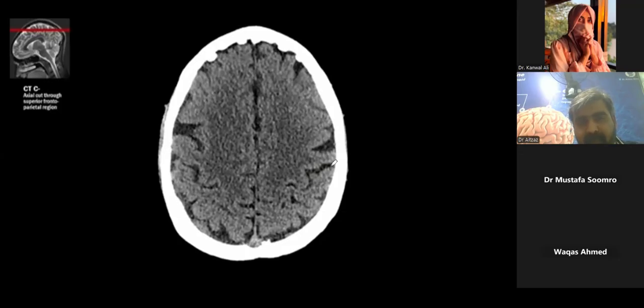Just anterior to the sulcus, this is the precentral gyrus or hand knob appearance of the motor area. Yes, sir, central sulcus. Very good. This is the hand knob area. You can say this is the central sulcus and hand knob area. Posterior to it is the parietal lobe, and anterior to it is the frontal lobe.